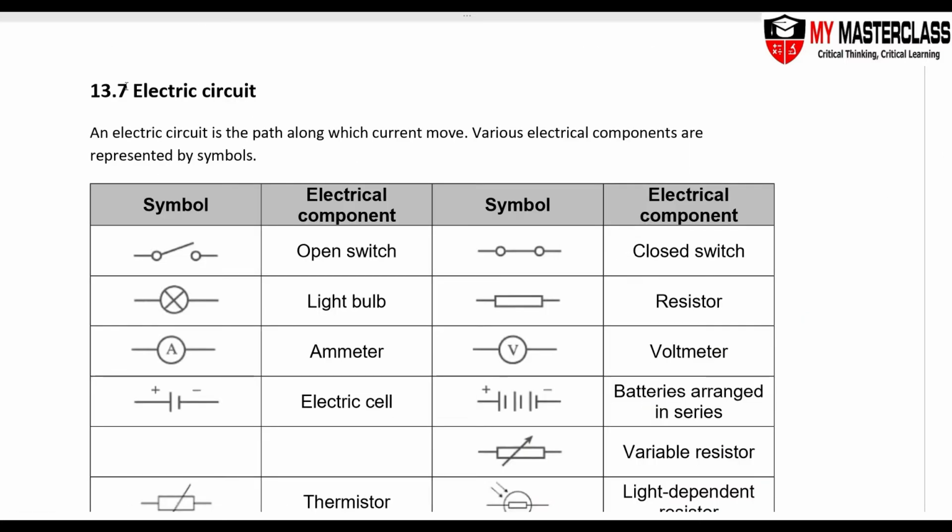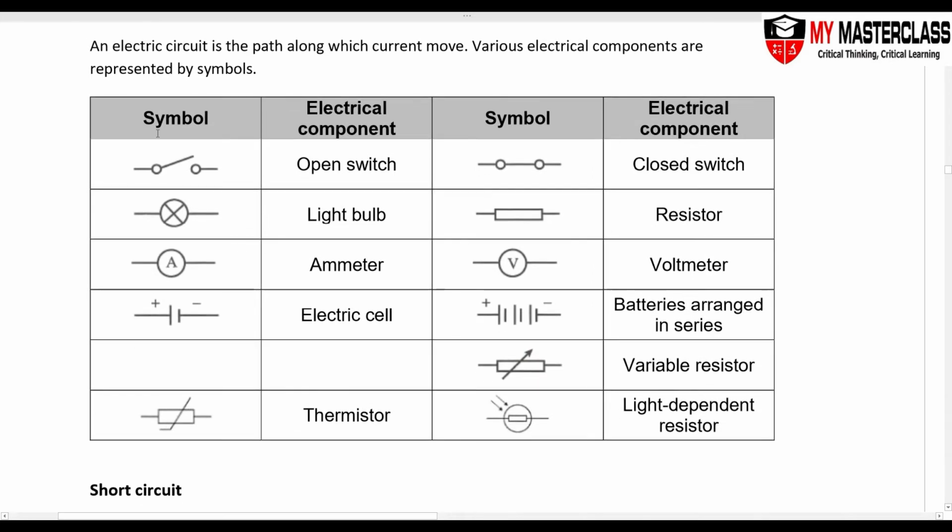Next are some components that are represented by different symbols. So for example, an open switch is represented by this symbol, a closed switch is represented by this symbol, a variable resistor is represented by this symbol. Another word for variable resistor that you might see often is the rheostat. Right? They are interchangeable, they mean the same thing. Basically, it's a resistor where the resistance is able to change.